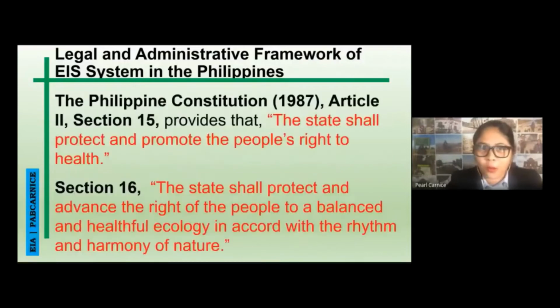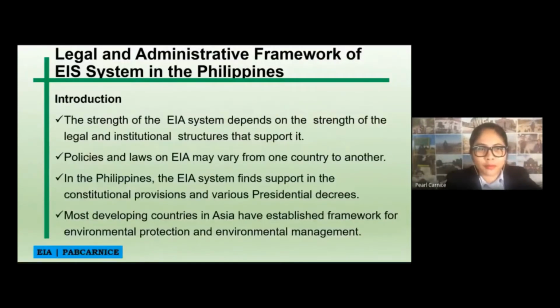All right, I hope it will function this time. So going back to our EIA legal basis. As I said earlier, the strength of the EIA system depends on the strength of the legal and institutional structures that support it. So without a legal policy of the EIA system, of course, who would abide by it if we don't have any institutional Philippine law about it, in which policies and laws on EIA may vary from one country to another.